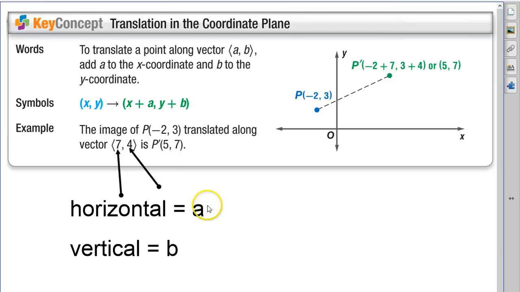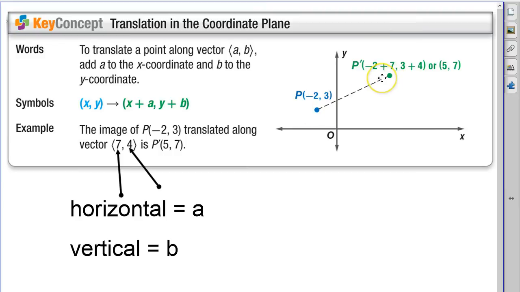If a is positive, that means horizontally we go to the right. If it's negative, it means we go to the left. If b is positive for the vertical, it means we go up. If it's negative for the vertical, it means we go down. And it ends up being really easy to do. All we did was take negative 2 and add 7 to it. We got 5. Added 3 to 4, we got 7. But this whole time I'm translating along a vector that's 7 right, 4 up.